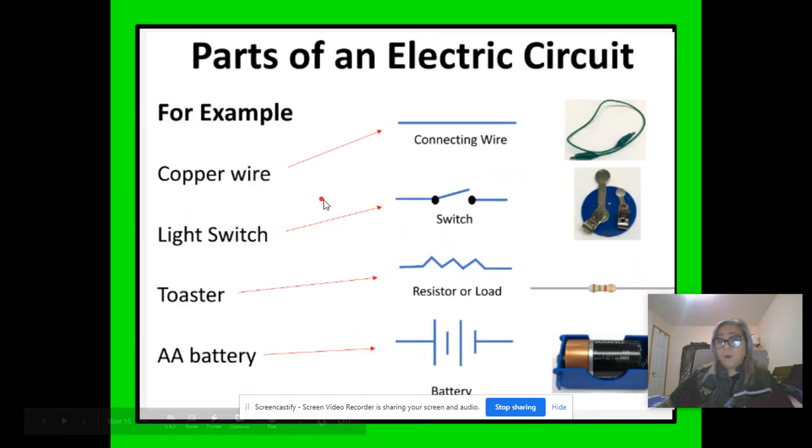Now, circuit components are symbols which are simple and they usually look similar to what is happening. For example, copper wire. So we simply represent it as a straight line like this, a connecting wire like this. A light switch can be represented like this, like there's a break in here, so that you can turn it on and off. A toaster can be represented as a resistor or a load. And your AA batteries, we usually represent as vertical lines like this.